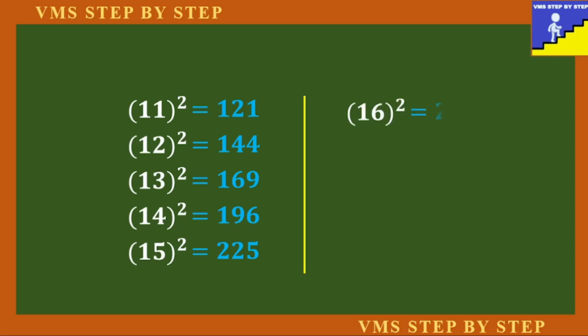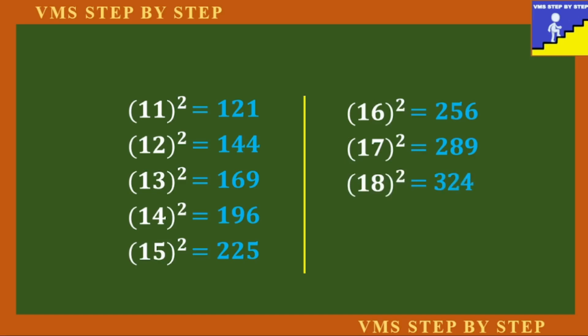16 square is 256. 17 square is 289. 18 square is 324. 19 square is 361. 20 square is 400.